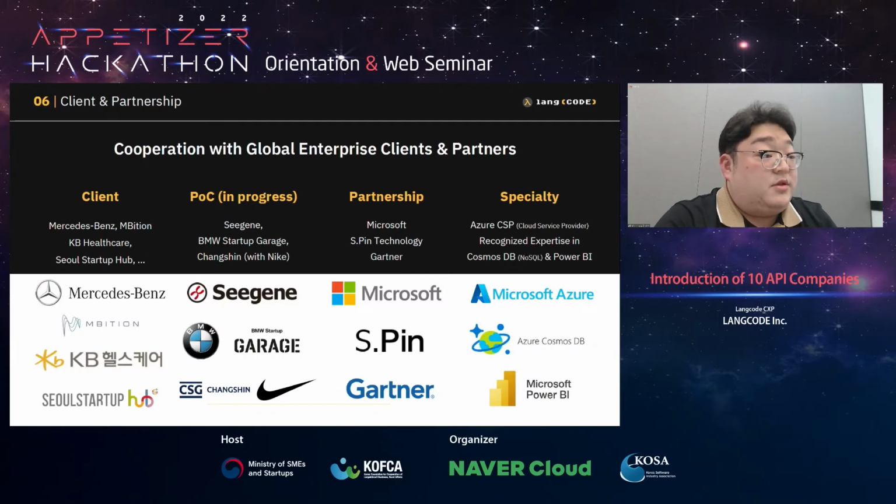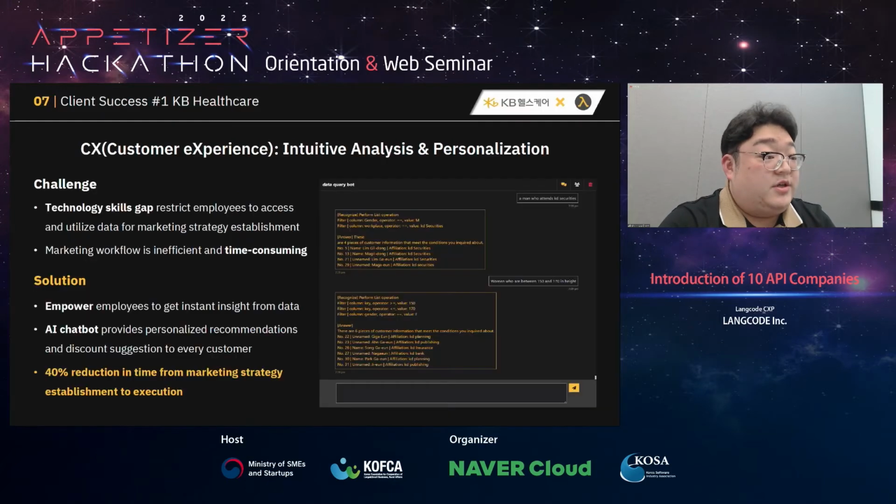We are cooperating with global enterprise clients and partners like below, such as Mercedes-Benz, KB Healthcare, BMW, Nike, Chanel, and so on. For your ideation, let me introduce our client success case. The first one is KB Healthcare. We cooperated with the client to create intuitive analysis and personalization experience with conversational AI. As a result, we achieved 40% of reduction in time from marketing strategy to real execution.